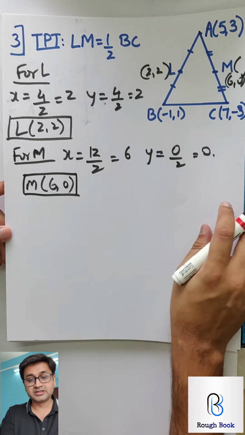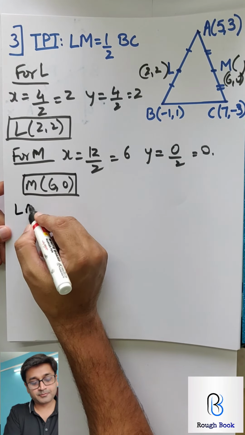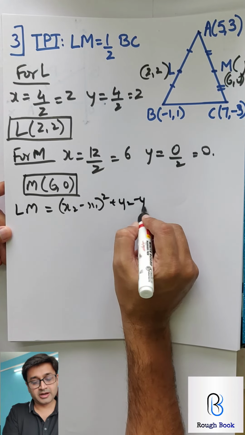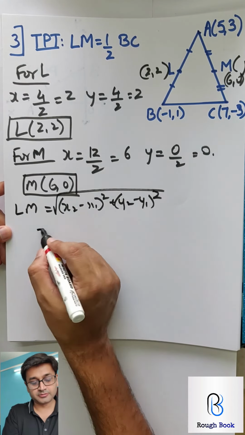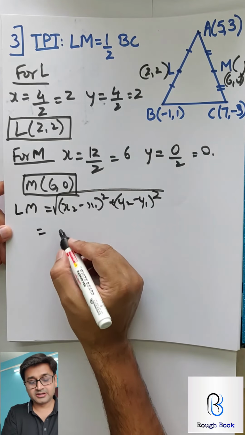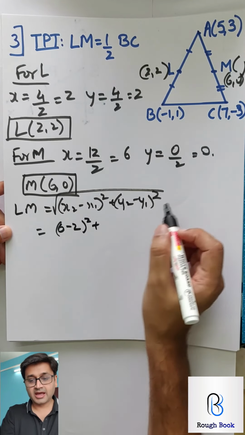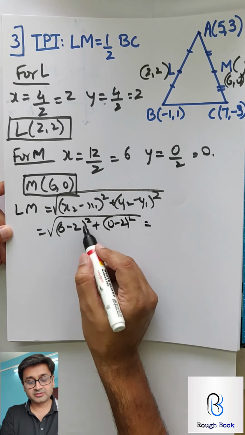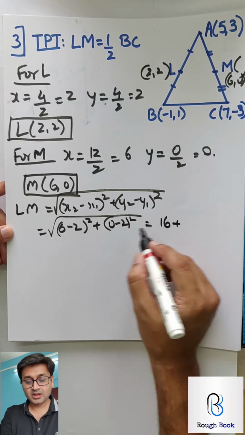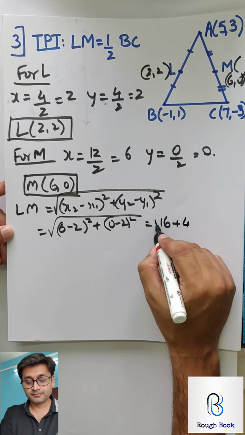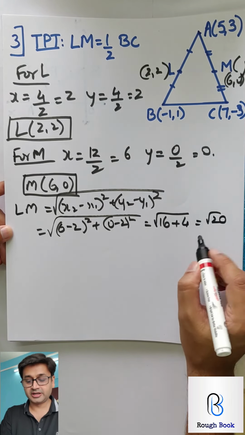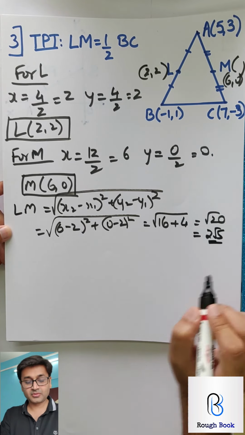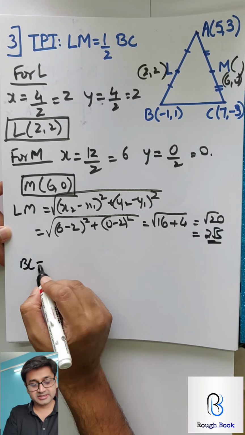Alright, now by distance formula, first find LM. So LM is the square root of x2 minus x1 squared plus y2 minus y1 squared. So LM is root of 6 minus 2 squared plus 0 minus 2 squared. So 6 minus 2 is 4, squared 16, and minus 2 squared is 4. So what do we get is root 20. Root 20, what can I write it as? 2 root 5.